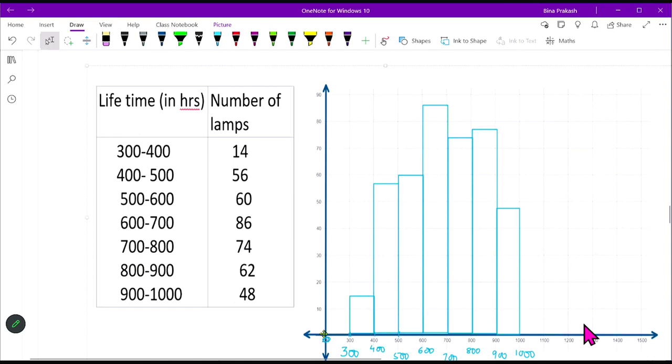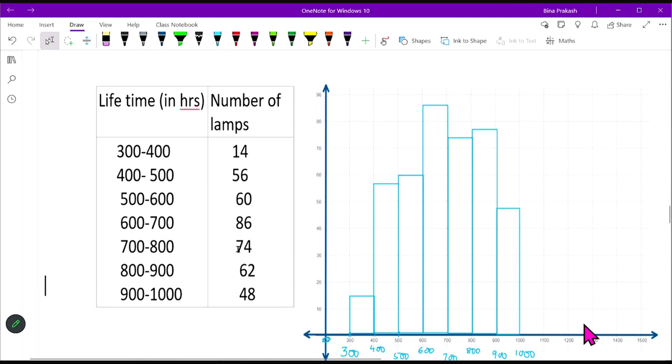Now what's the other requirement? We need to have the intervals on the x-axis, and on the y-axis the number of lamps. Now when you see the number of lamps, you find they are all two digit numbers, and each division is usually one unit. But if you take it as one unit, you'll require up to 86 units on the y-axis, which is not really possible to fit in the graph. So we decide what the length of each division's unit will be. I've decided to take it as 10 units, 20 units, and that way we have up to 90 units.